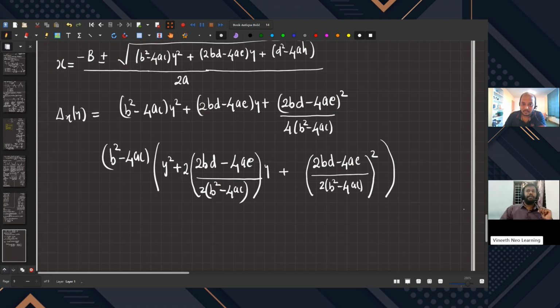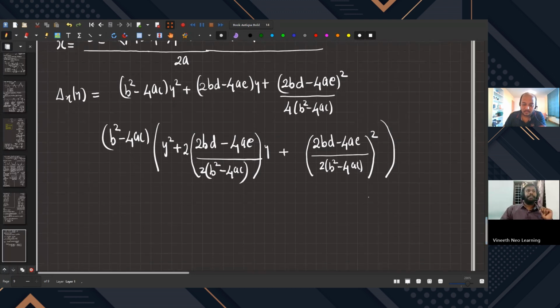This is a perfect square. Yes. All right, take your time. Yeah, I'm getting there. Oh, there was a square, I forgot to mention the square. Okay. 2bd minus 4ae, take your time, Joe, divided by 2b square minus 4ac, the whole square. Yes.